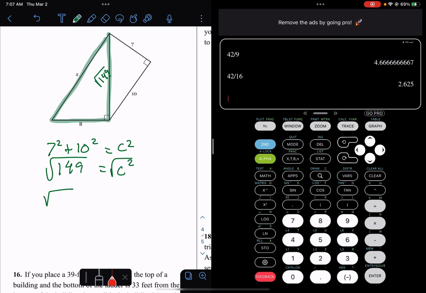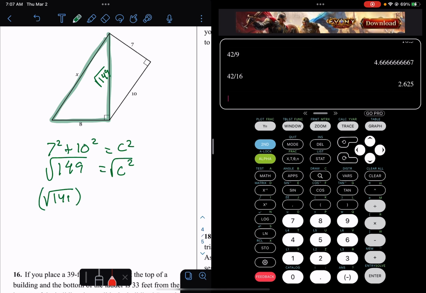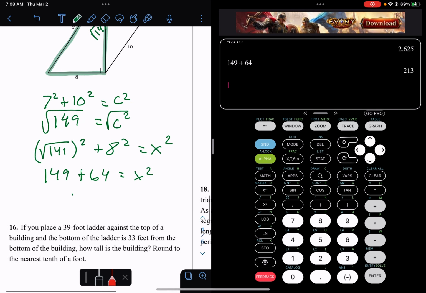So we're going to do the square root of 149 squared plus 8 squared equals x squared. So that gives us 149 plus 64. All right, so 149 plus 64 is 213. And then we take the square root. So that's our answer, and of course we have to see if we can simplify that.